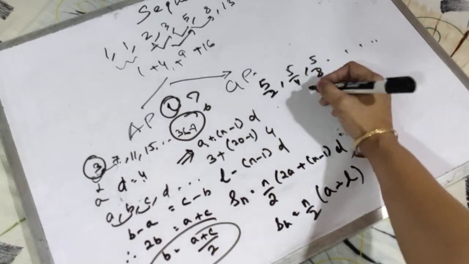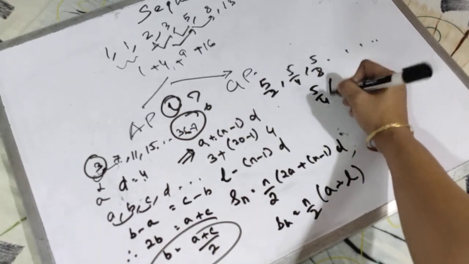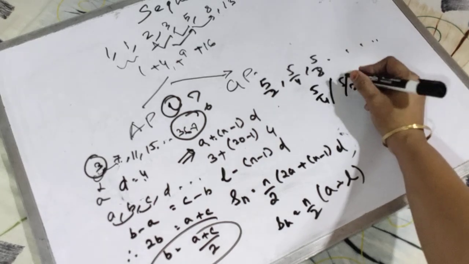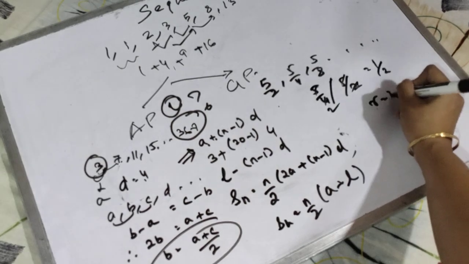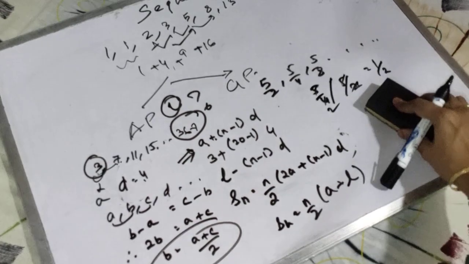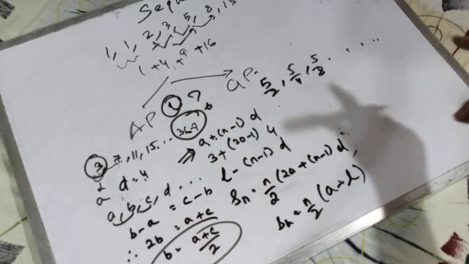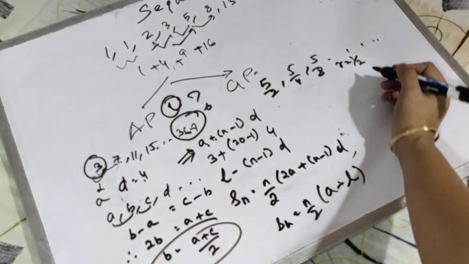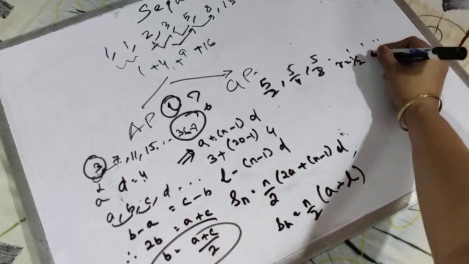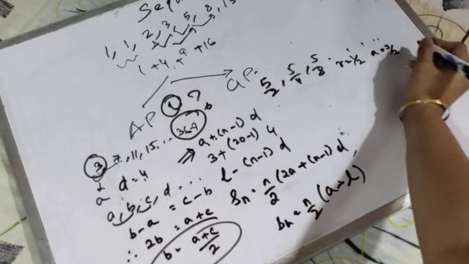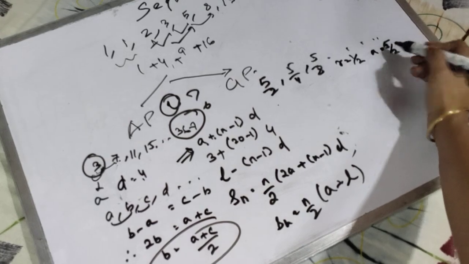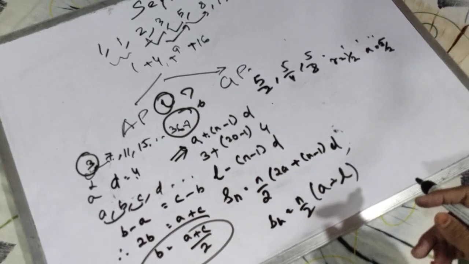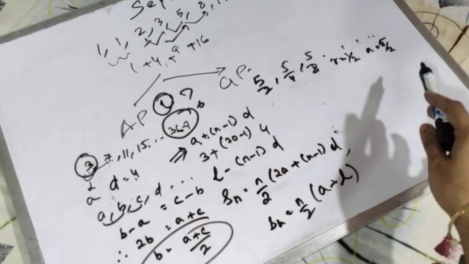How do I get that? By dividing the second term by the first term, which is 5 by 4 divided by 5 by 2, which is half. So my r over here is half. My common ratio for this series is half. And what else do I have? My first term is 5 by 2.